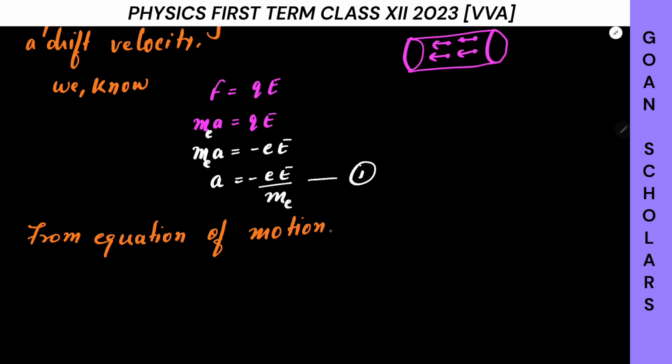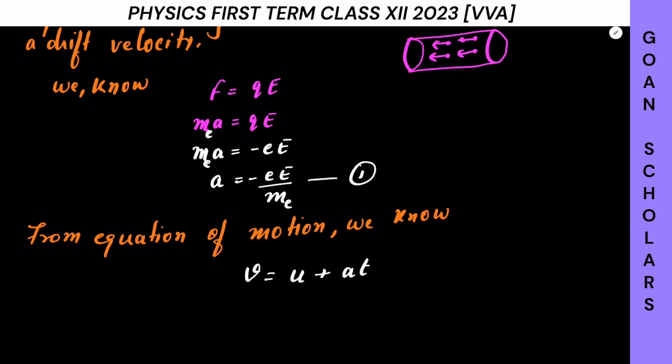Now let's write, from the equations of motion, from 11th standard, we know that the final velocity of any particle, V, will be equal to U plus AT. This is the first equation of motion in 11th standard, right? We also learned it in 9th standard. So V is the final velocity, U is the initial velocity, A is the acceleration, T is the time.